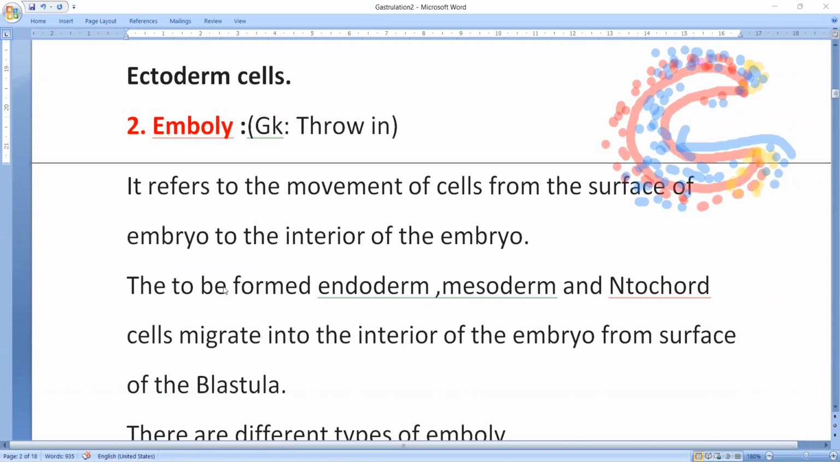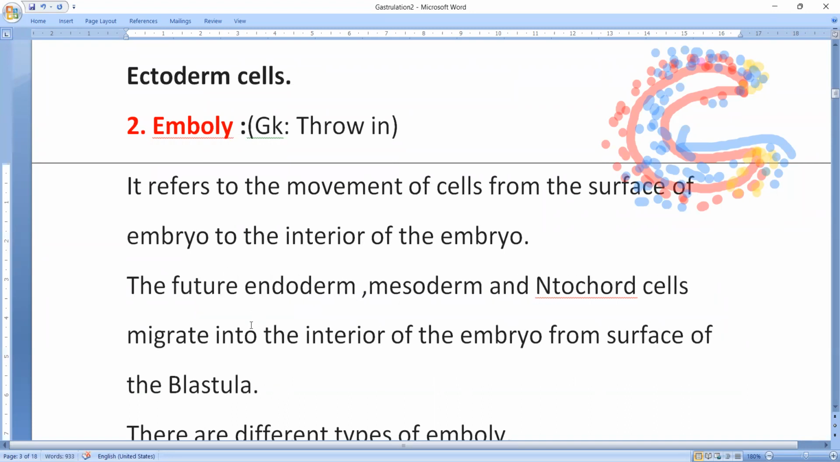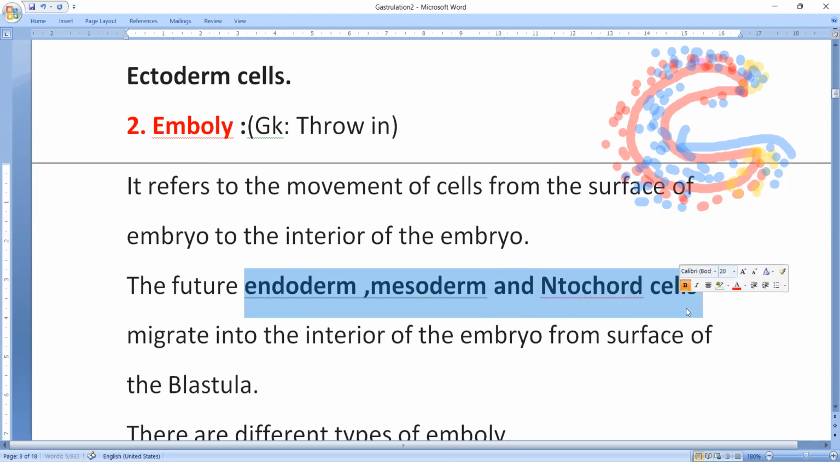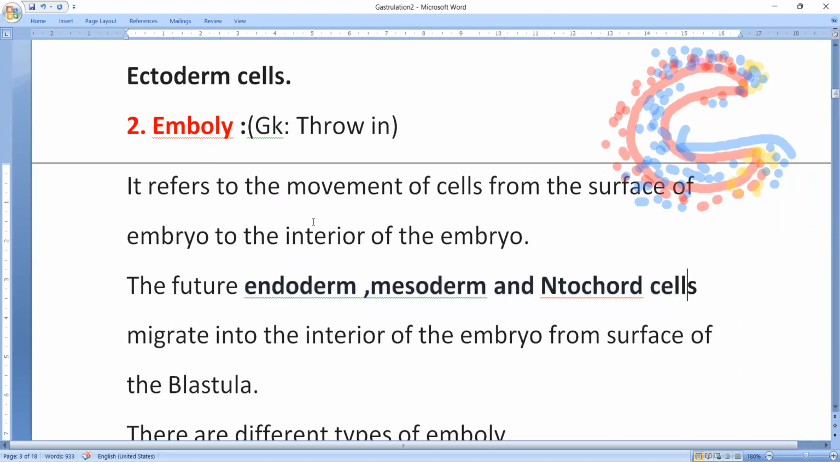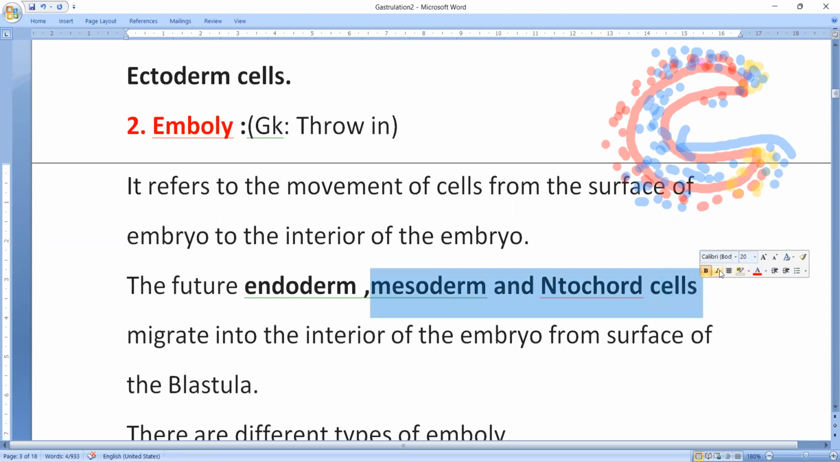So the future endoderm, mesoderm, and notochord cells. Remember, in epiboly only ectoderm cells participate. In emboly, only endoderm, mesoderm, and notochord cells participate. Actually, mesoderm and notochord are both mesodermal cells.